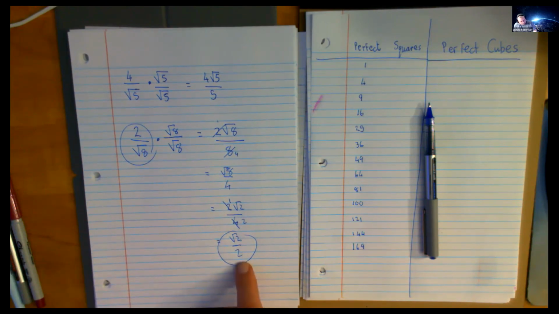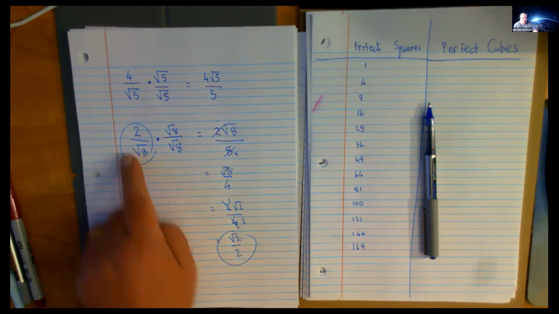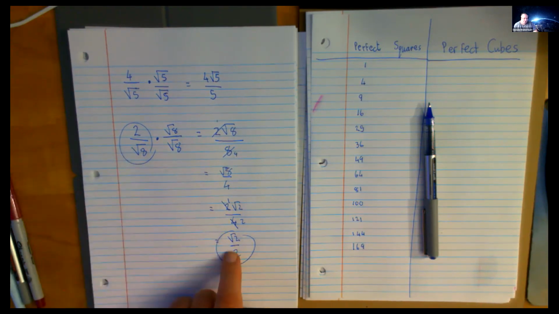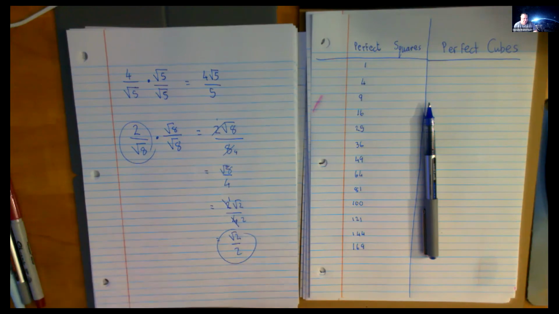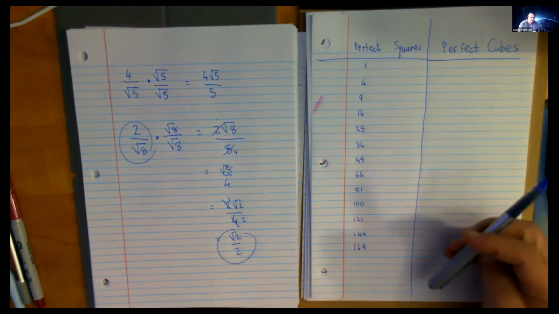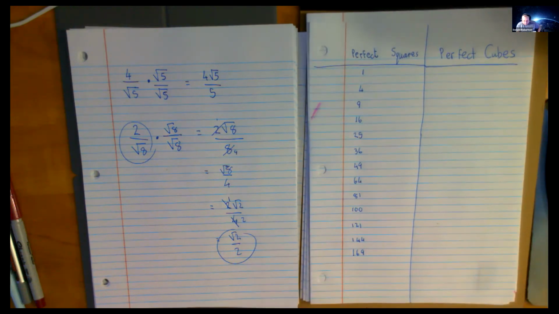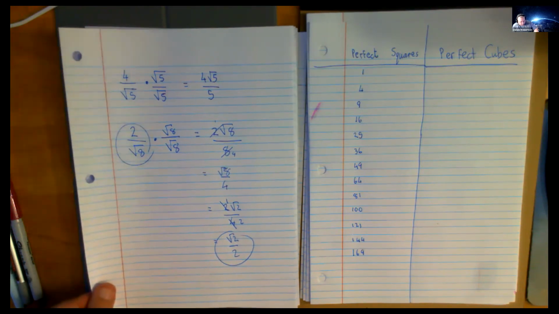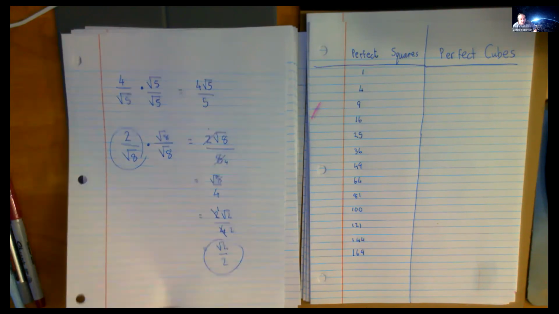Actually, I think root 2 over 2, I don't know if it's you, but for me, that does look nicer than that. Would you agree? Well, maybe you disagree. I think that looks nicer. It certainly gets smaller numbers. It's easier to deal with as well. That's pretty much us done as far as square roots are concerned.